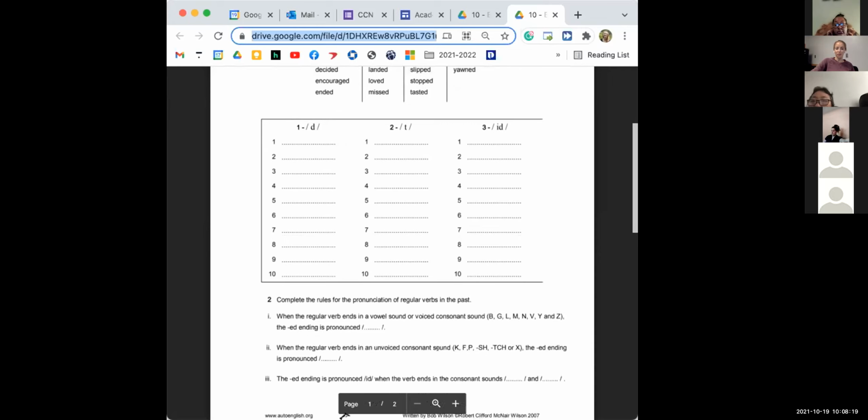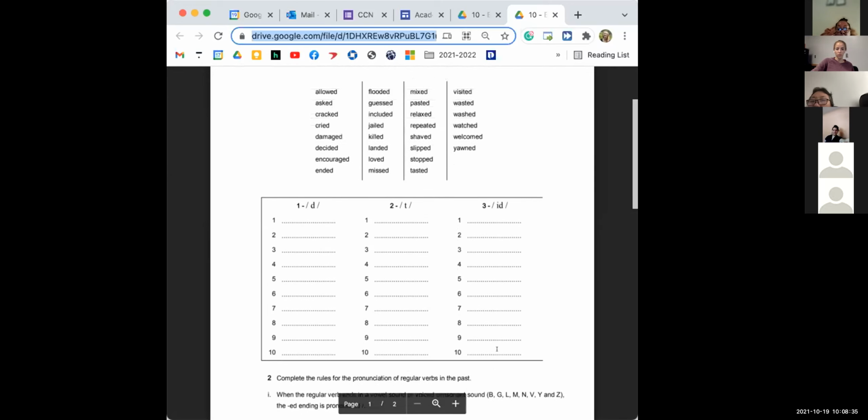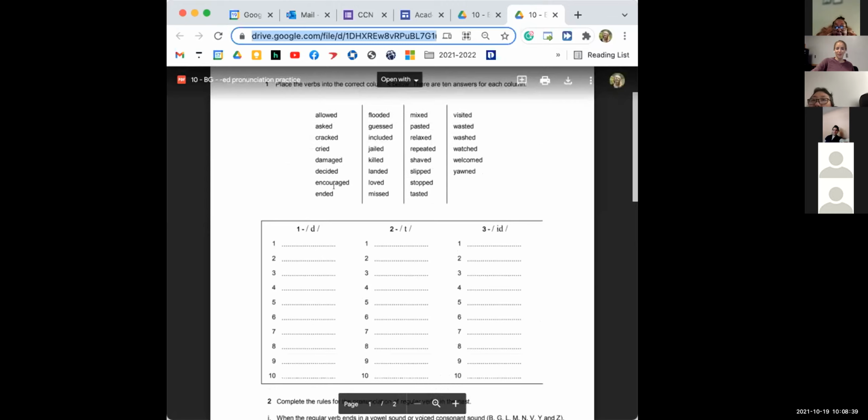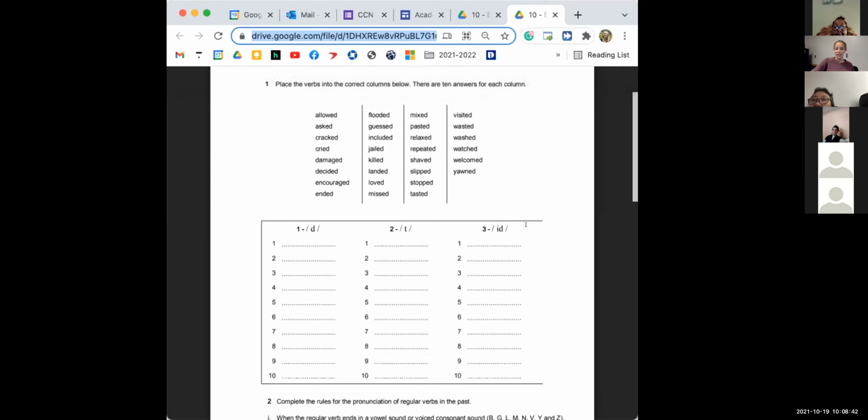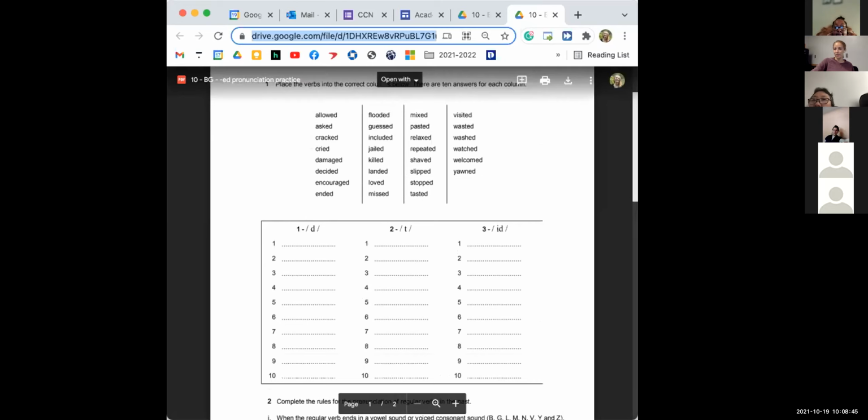Regular verbs ending with an unvoiced or voiceless sound, K, F, P, S, H, C, H, and X, will also all have the same sound or same ending. So what you'll do is read these words together and decide which final ending sound each one has. Any questions about this page? If you have any problems in the breakout room, please send me a message. I can come over and help.